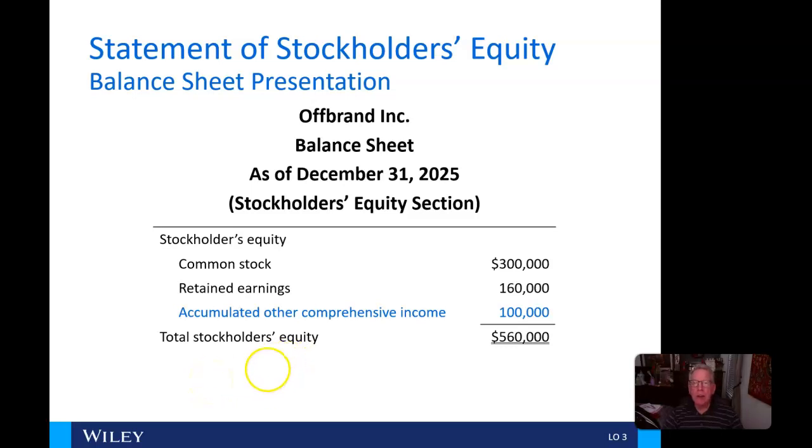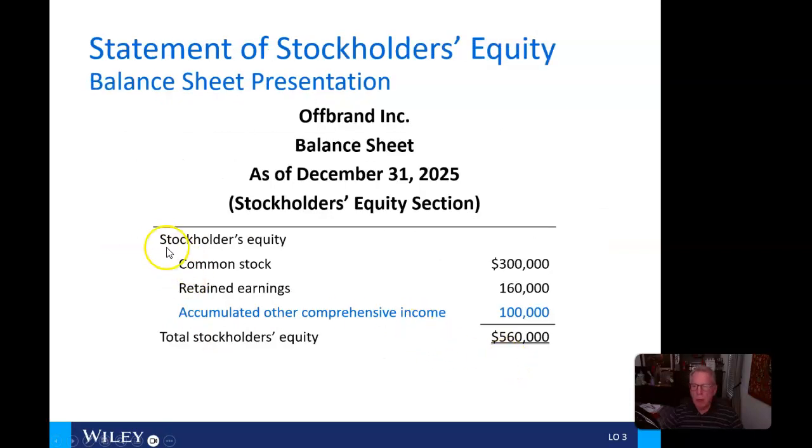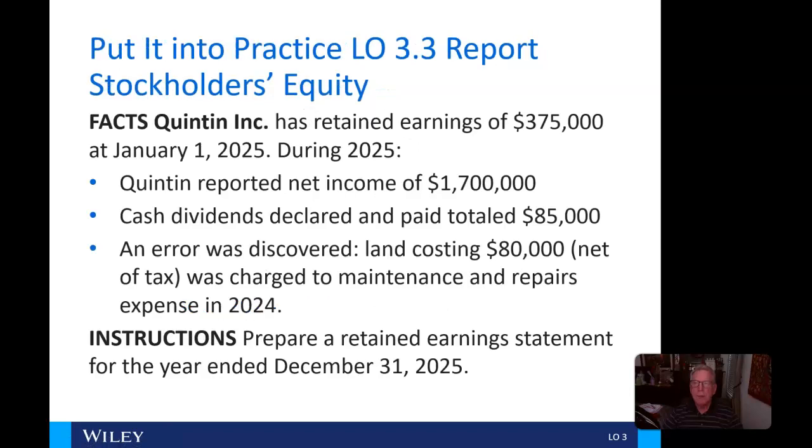Here we're going to take a look at the stockholders' equity when we last looked at the Off-Brand Incorporated's balance sheet. And here you can see that they have reported stockholders' equity here. Common stock, retained earnings, and then accumulated other comprehensive income. $100,000. Okay, so let's put it into practice a little bit.